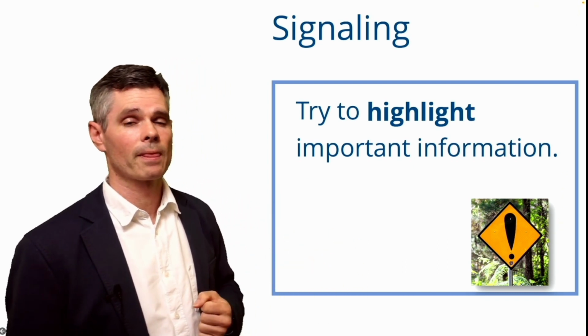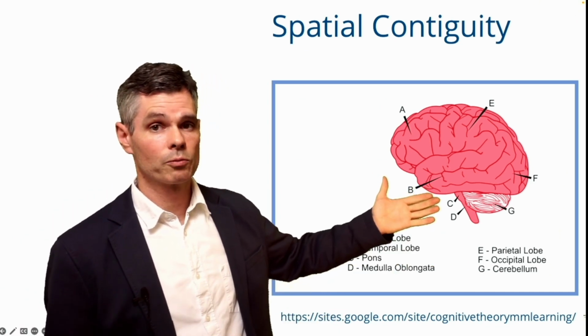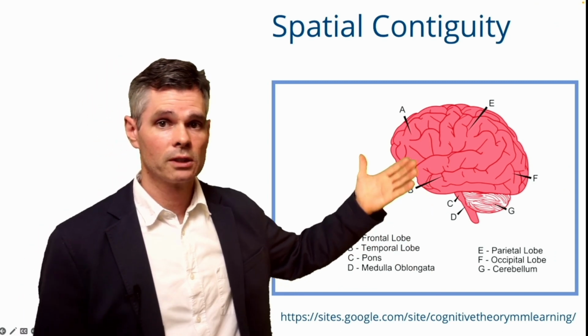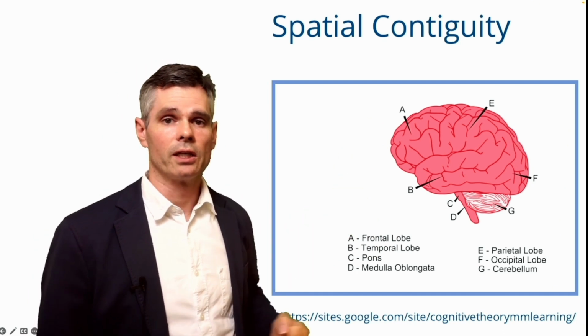This is signaling. Another principle is contiguity. For example, if this were a slide that you would present and in this visual you would like to explain something about the brain. For example, here are certain areas of the brain and they are labeled with letters A, B, C and so on.